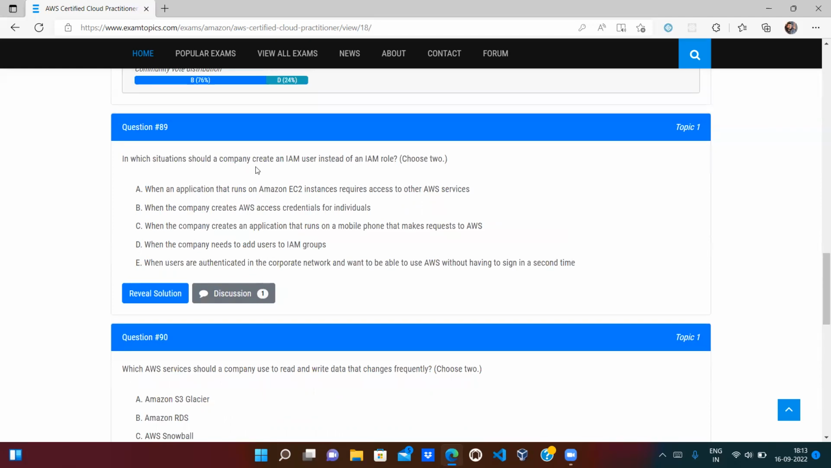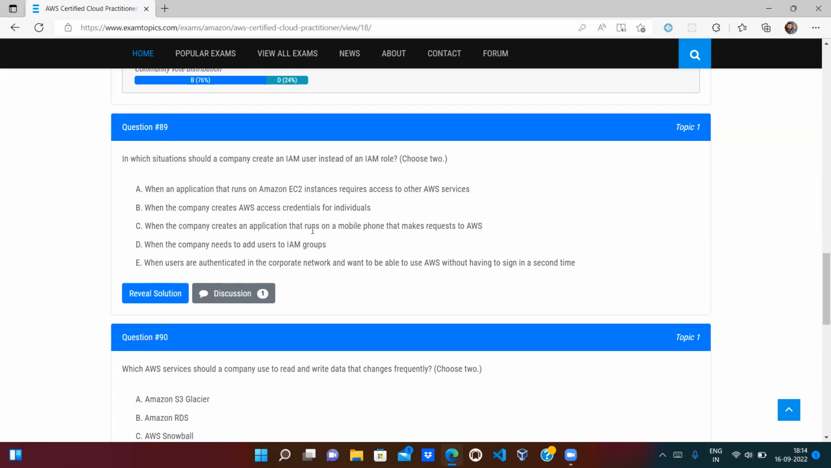In which situation should a company create an IAM user instead of an IAM role? So we need to choose two. We create an IAM role when any service wants to interact with another service. But if I want to interact, I should have the IAM user. So when an application wants to interact, we need the role. When a company creates AWS access credentials for individuals, definitely if I need to log in, I have the IAM user access. So I need to go to IAM and create a new user. So B looks definitely correct.